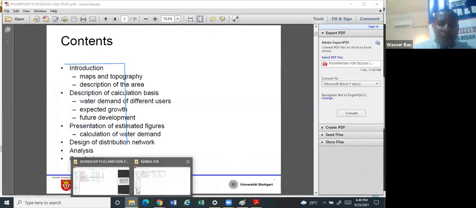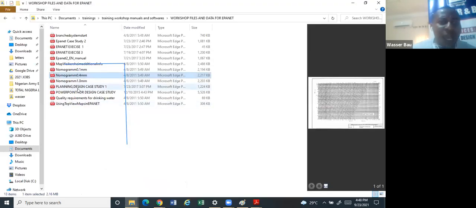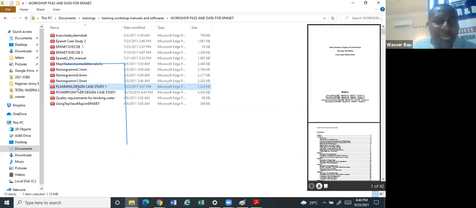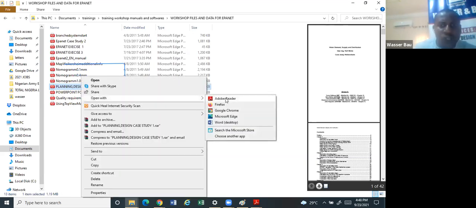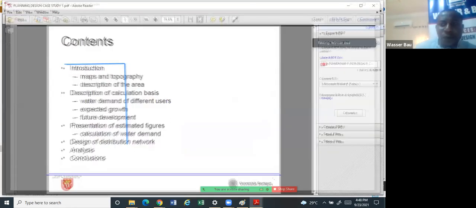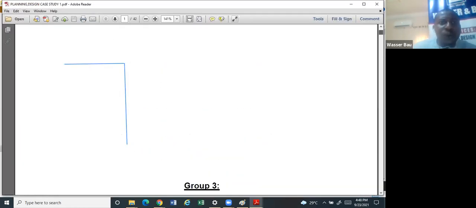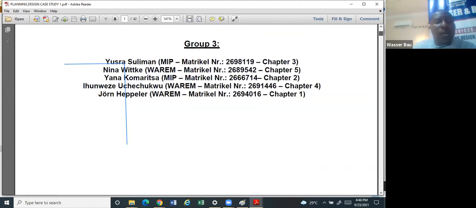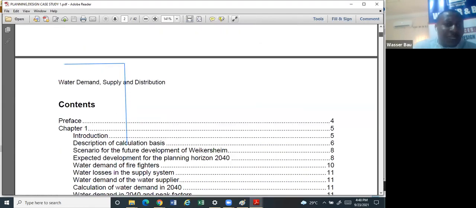So back to what you have in your material folder. The next thing you have is what we call planning design case study. So that's what we're going to look into. We included this to give you an idea of how your report should be like. If you go through this report, you see the standard reporting template for a water distribution design. After you have done your design, you are expected to present it in form of a consultant report. So we have thought it wise to include a template for you here, so that all you need to do is to convert this into a Word document and format it and then use it.